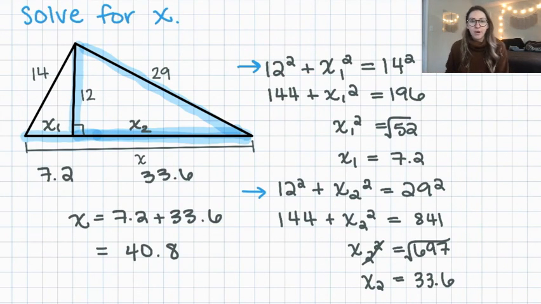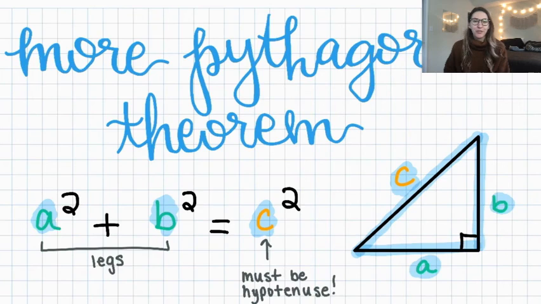So that was a two-step problem where we had to use Pythagorean theorem correctly to solve for our missing variable or our missing side. So that is your review of some more advanced Pythagorean theorem problems.